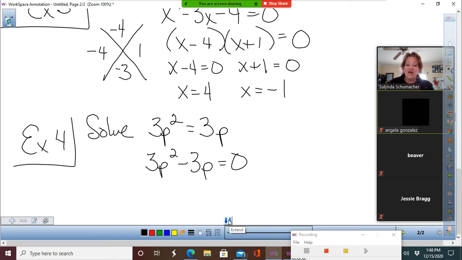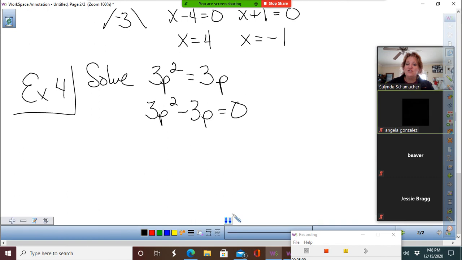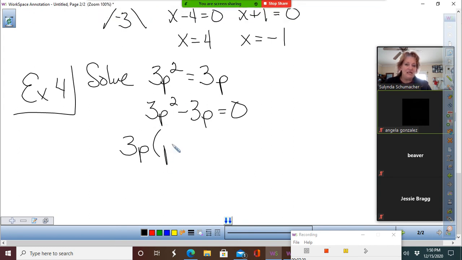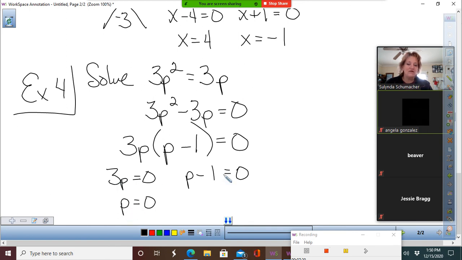All right, so the thing I always do is you take out the greatest common factor. Well, you can see I can take out a 3, I can undistribute 3, and I can undistribute a p. That leaves me with p minus 1 equals 0. So now, any factor with a variable in it, I'm going to set equal to 0. So 3p equals 0, and p minus 1 equals 0. Here, dividing by 3, I get p equals 0. And if I add 1 over, I get p equals 1.